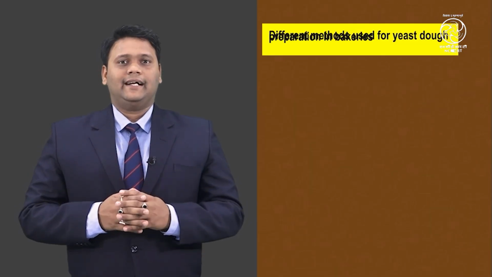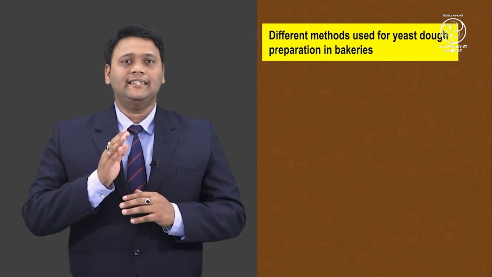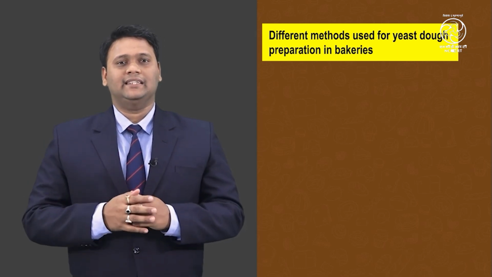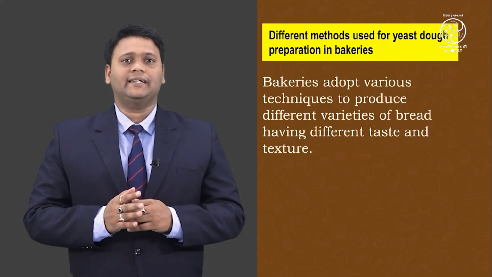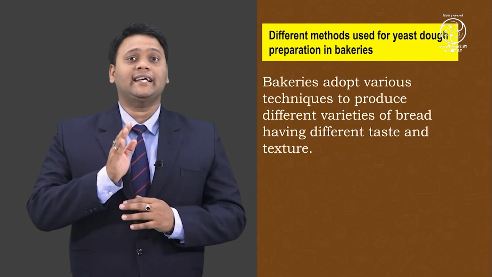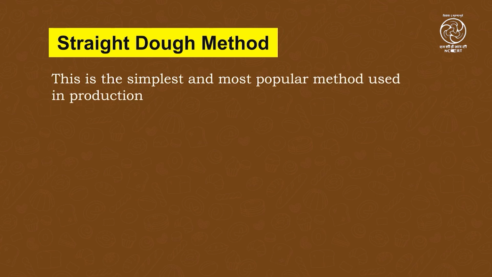Let us now understand different methods used for yeast dough preparation in bakeries. Bakeries adopt various techniques to produce different varieties of bread having different taste and texture. First is straight dough method. This is the simplest and most popular method used in production of bread.